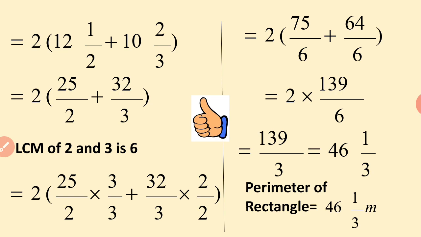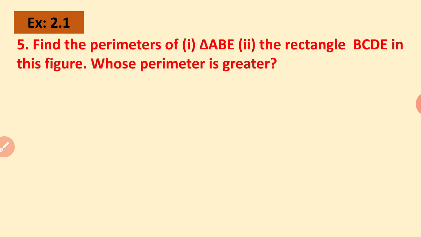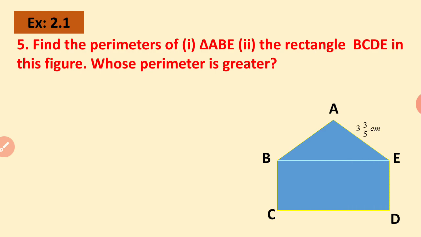Let's move to the next question. Find the perimeters of triangle ABE and the rectangle BCDE. So you can see both of them in the figure. Whose perimeter is greater? So first of all, we have to find out the perimeters of both the figures, that is the triangle as well as rectangle, and finally we have to check which one is greater. The values are given over there. We are going to use these values.